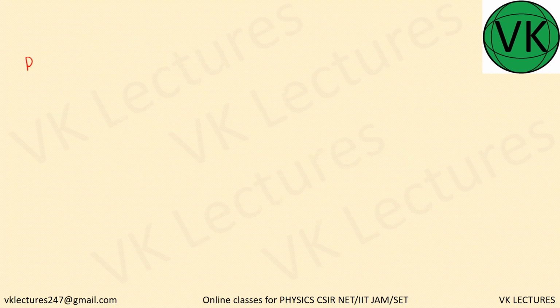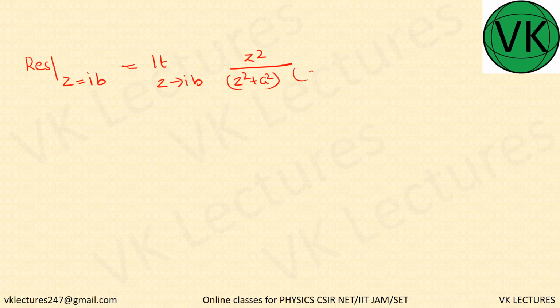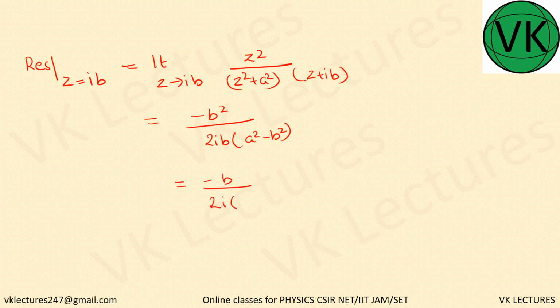This is one. Then residue at z = ib is equal to limit z tends to ib of z square divided by (z square plus a square) into (z plus ib), that is equal to minus b square divided by 2ib into (a square minus b square), that is equal to minus b divided by 2i into (a square minus b square).